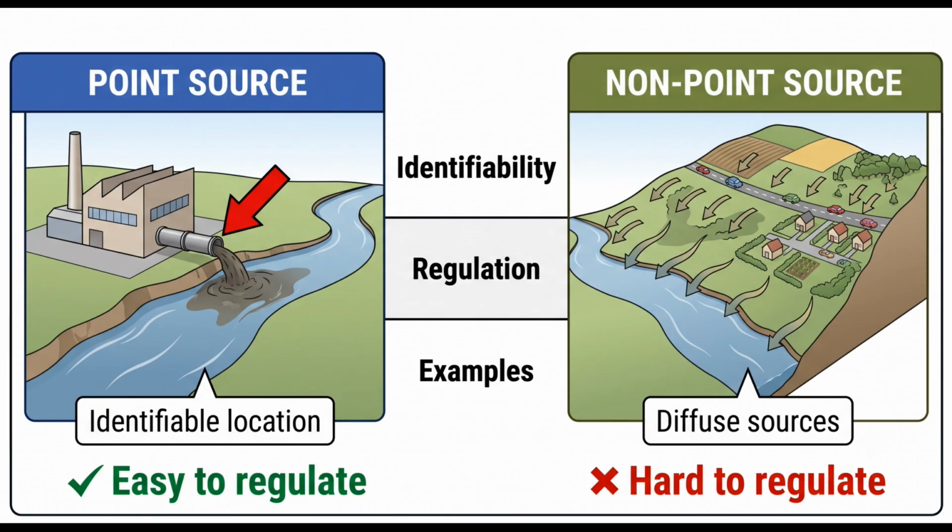Non-point source pollution comes from many diffuse, spread-out locations. It is carried by rainwater runoff across a large area, off farms, roads, construction sites, parks, and car parks, into streams, rivers, and reservoirs. There is no single pipe to test. There is no single owner to fine. You cannot monitor every square meter of farmland or every road surface in Singapore. That makes it much, much harder to manage.